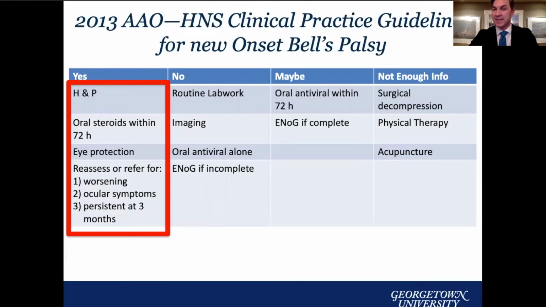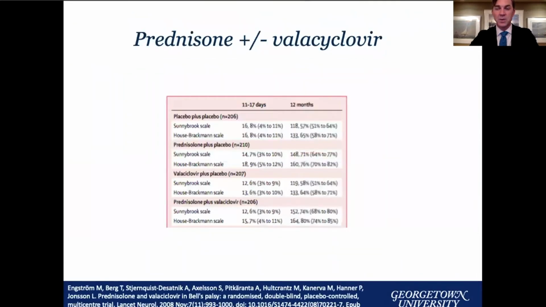They advised against routine lab work, imaging, oral antivirals without steroids, and an ENoG. They said that it was reasonable to consider an oral antiviral within 72 hours, and it was reasonable to consider an ENoG if there was complete facial palsy. They didn't think there was enough information for surgical decompression, physical therapy, or acupuncture to make a recommendation one way or another. So the prednisone recommendation is based off of a couple of large studies.